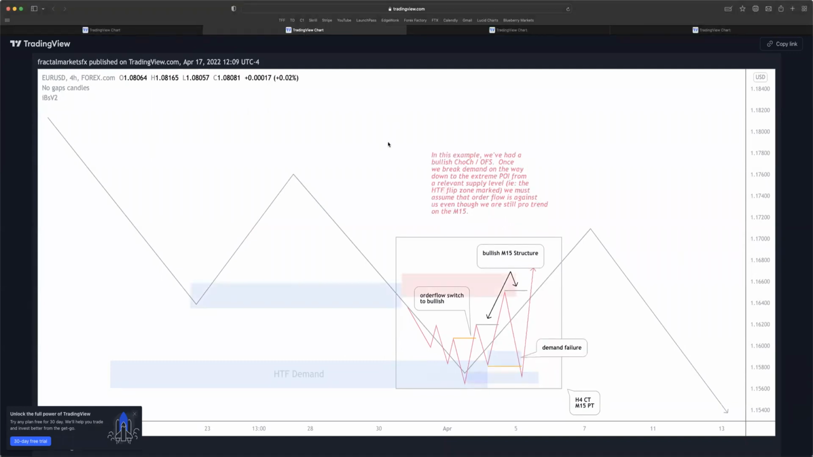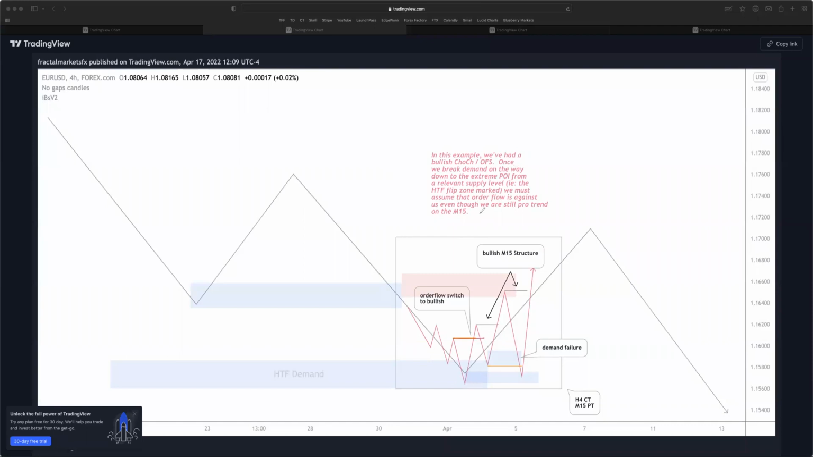Okay, so this is one of the examples, and this is a little bit controversial, but just hear me out. Don't ask any questions until the end. Let me go through the entire thing of explaining before you guys put questions out. I'll have a period where you guys can ask. Okay, so what does it say? It says in this example, we've had a bullish change of character.